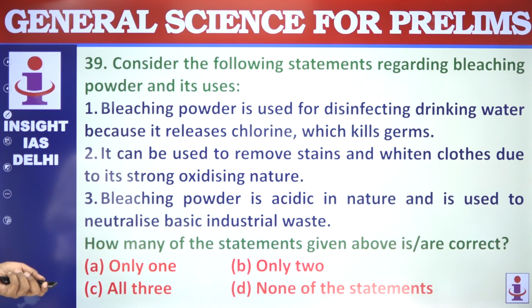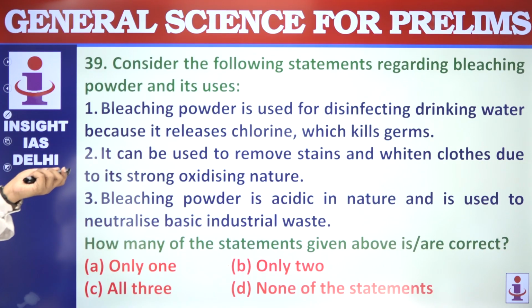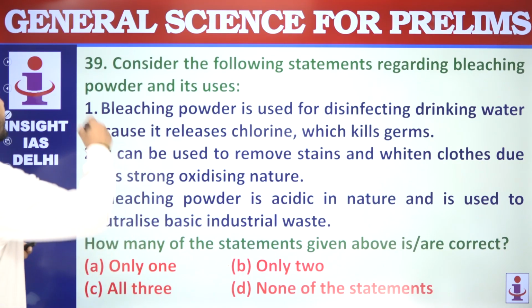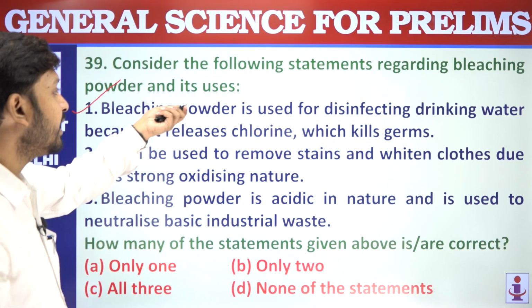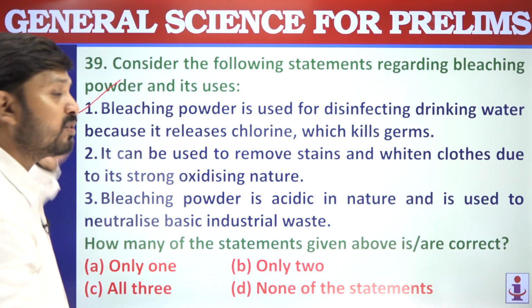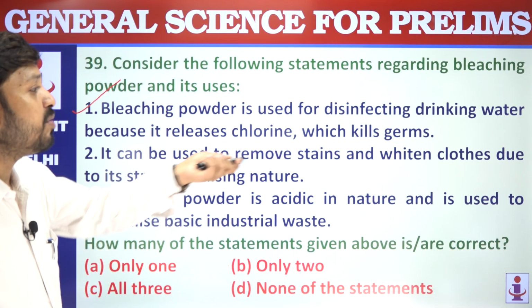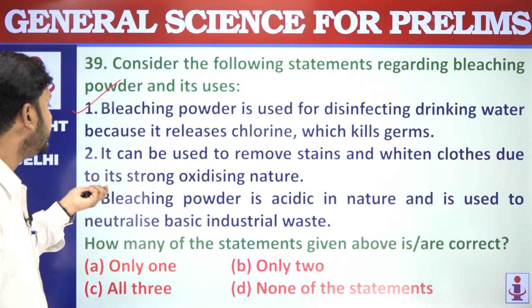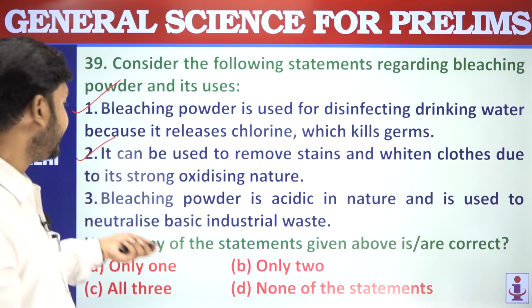Consider the following statements regarding bleaching powder and its uses. Bleaching powder is used for disinfecting drinking water because it releases chlorine which kills the germs. Yes, we have seen this from childhood, right? Every water that is disinfected with chlorine, the chlorine smell will come. It can be used to remove stains and whiten clothes due to its strong oxidizing nature. Yes, that's why bleach makes things white.